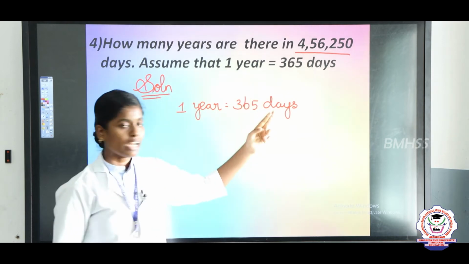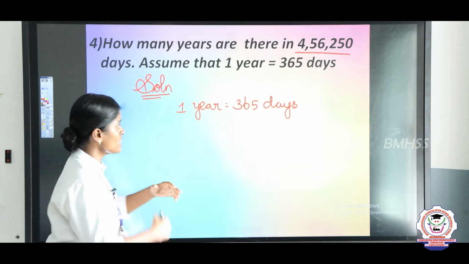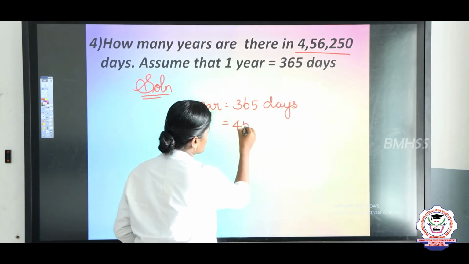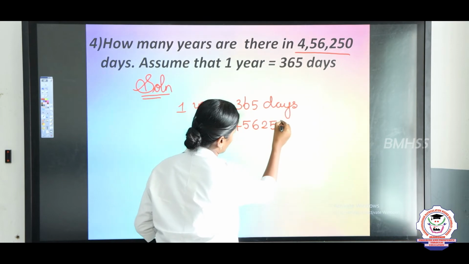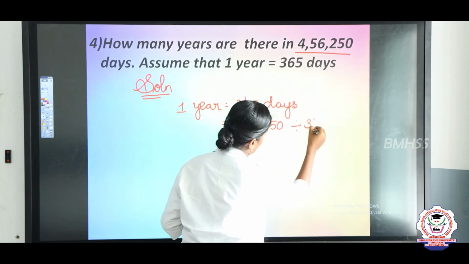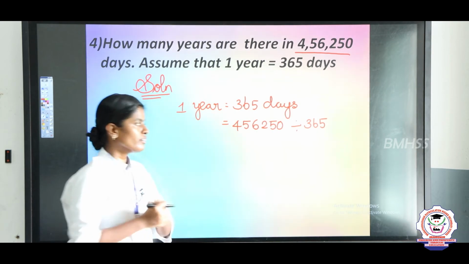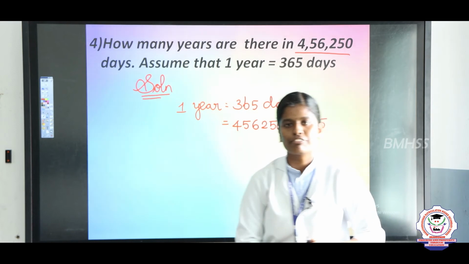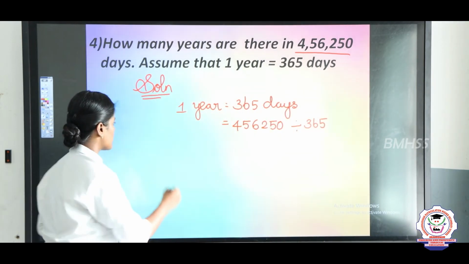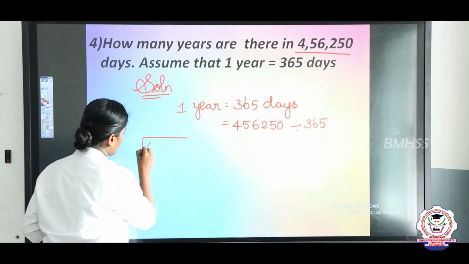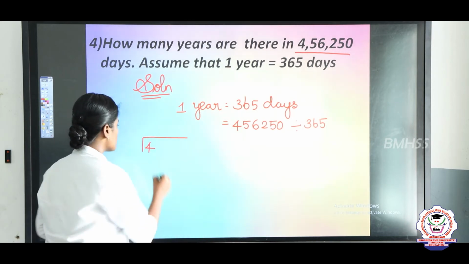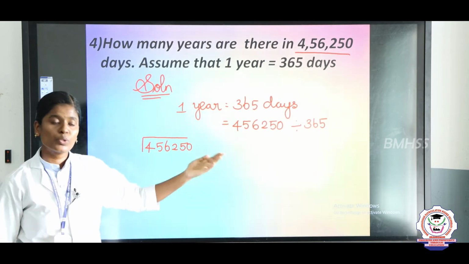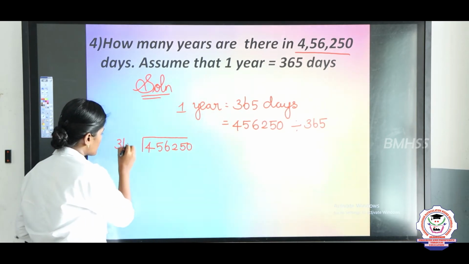Next you will take 4,56,250 days divided by 365. So now we are going to divide this. Take 4,56,250 divided by 365.